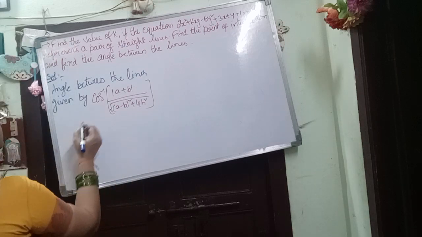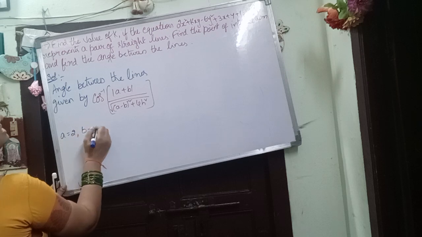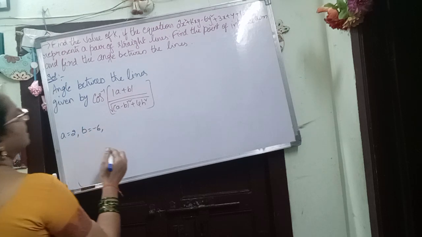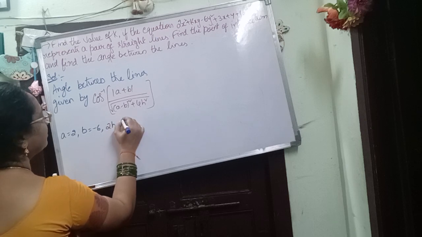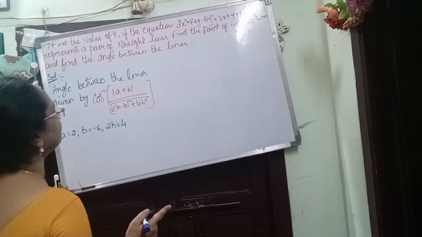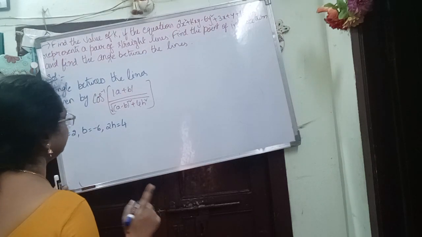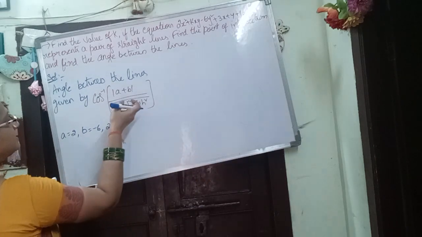Okay. Now we know the values. So a equals to what? 2. b equals to minus 6. Here 2h is equal to what we will get; first is 4. I am substituting first 2h equals 4. Next is 2h equals minus 1. We have to substitute these values in this equation.